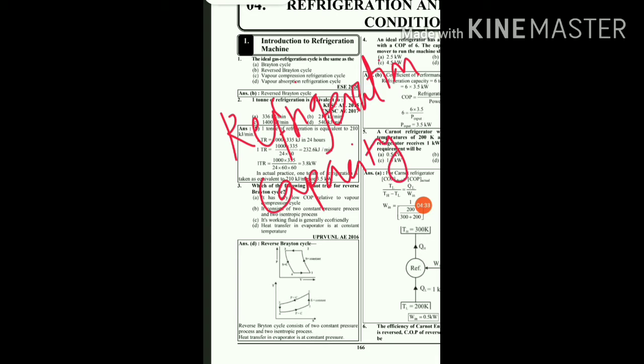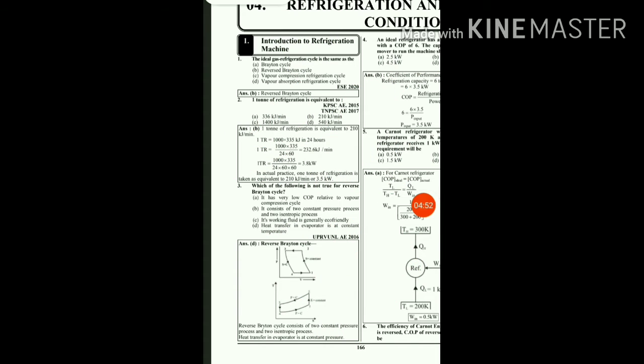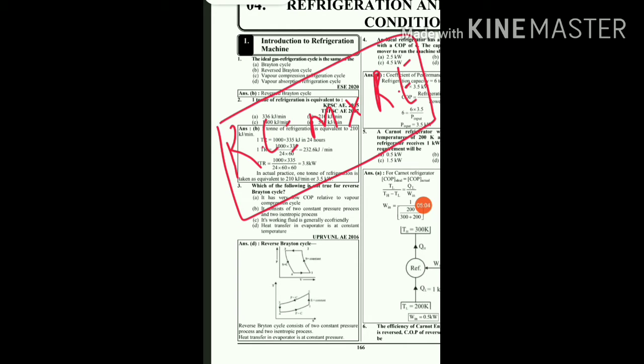There are two terms, refrigeration capacity and refrigeration effect. Refrigeration capacity is generally measured in kilowatt or kilojoule per second, and refrigeration effect is measured in kilojoule per kg. The relation between refrigeration capacity and refrigeration effect is that refrigeration capacity is equal to mass into refrigeration effect. So this is the relation between the refrigeration capacity and refrigeration effect.